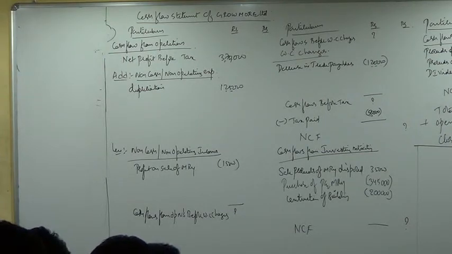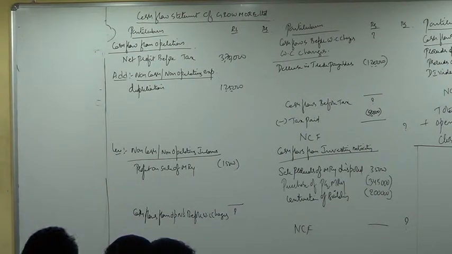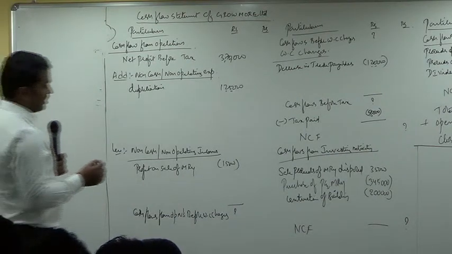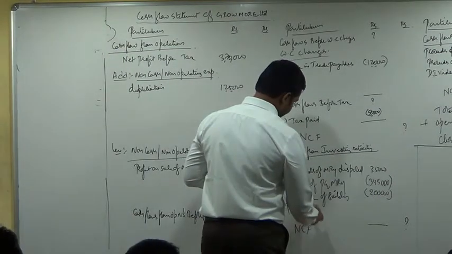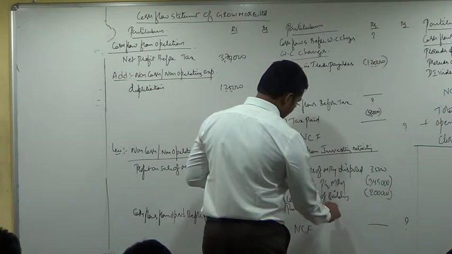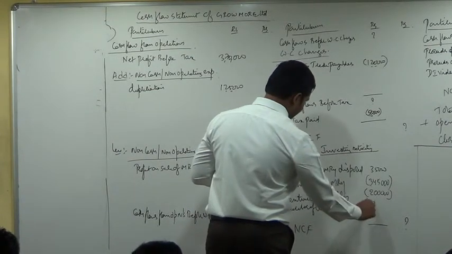Investments, last year 0, current year 1 lakh. We'll assume it is long-term investments because it is not given as part of current. No adjustment. How can the balance become 1 lakh when last year it was 0? You have spent money and purchased investments. Purchase of investments. Outflow 1 lakh.